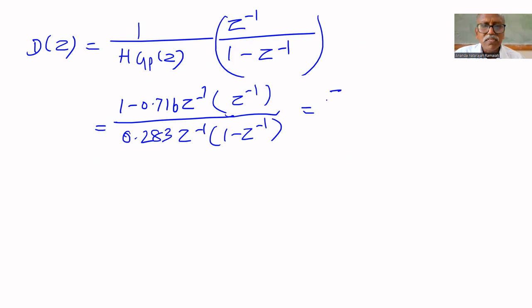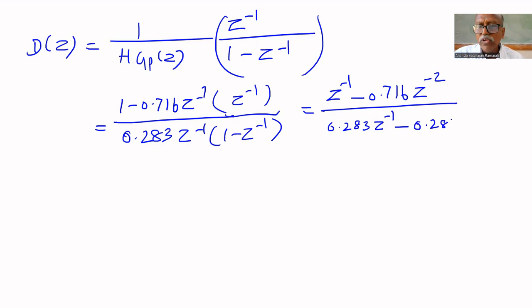That is equal to Z power minus 1 minus 0.716 Z power minus 2 whole divided by 0.283 Z power minus 1 minus 0.283 Z power minus 2. This is the digital controller. If you write this way, it will be convenient to convert into time domain. For that, it will be useful. You can enter like that also.